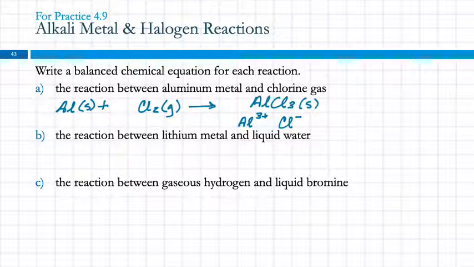Then we have to balance this. I've got 3 chlorines here and 2 there. So I need to get it even on both sides, right? So if I put a 2 here, that gives me 6 chlorines on the right, and then I can put a 3 over here and have 6. And then what do I need in front of aluminum? A 2. See, that wasn't so bad.